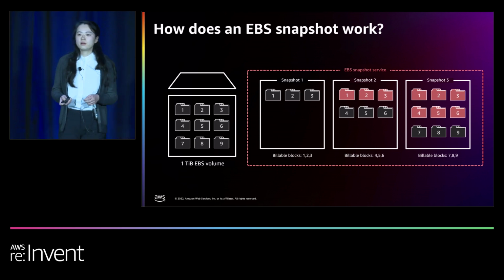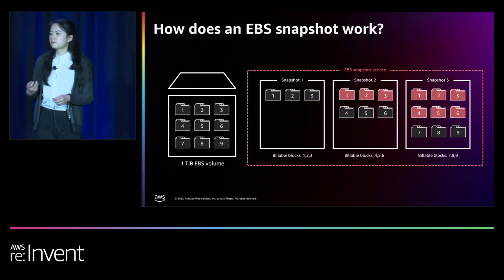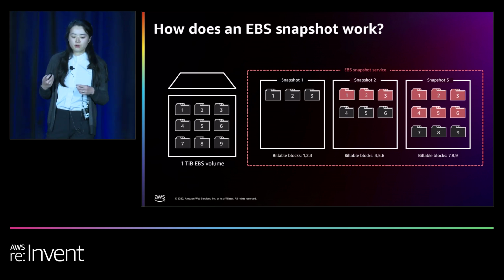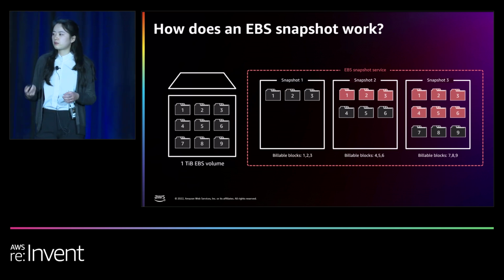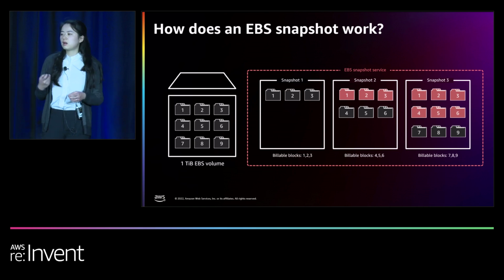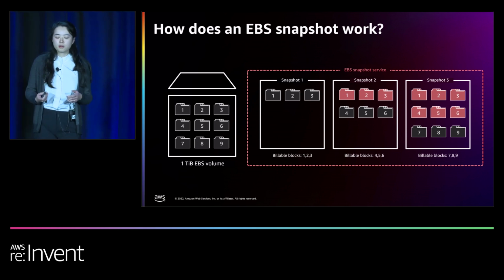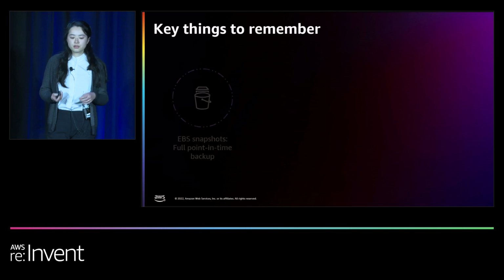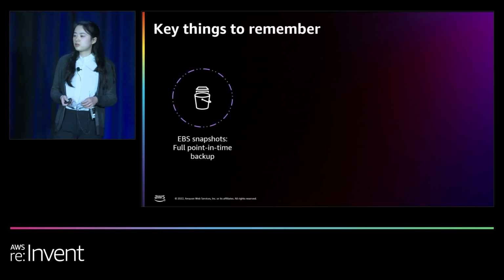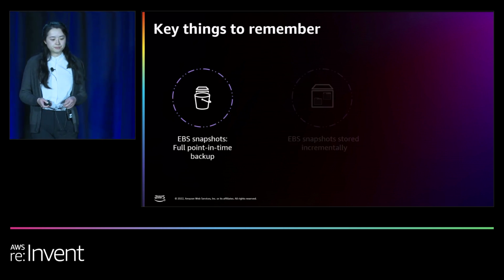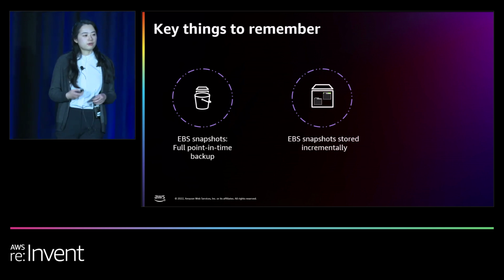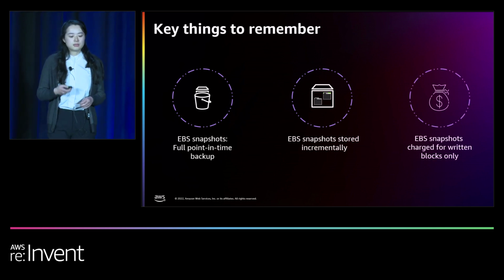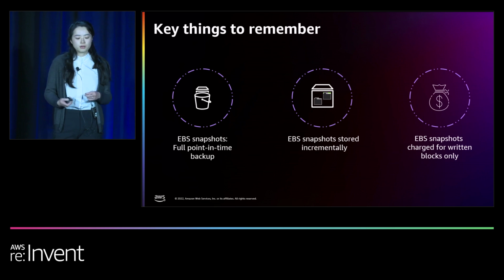And this is a very important concept to remember about snapshot incrementality, because a snapshot is incremental, you save cost on snapshot storage because only changed blocks are being stored. Not every snapshot is a full snapshot. So there are some key things to remember. Each snapshot is a full point-in-time backup. Snapshots are stored incrementally. And for EBS Snapshot, you're only charged for written blocks.